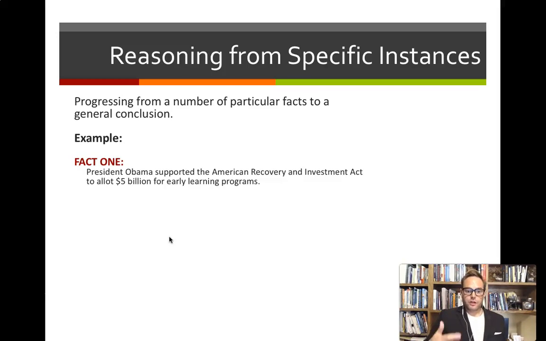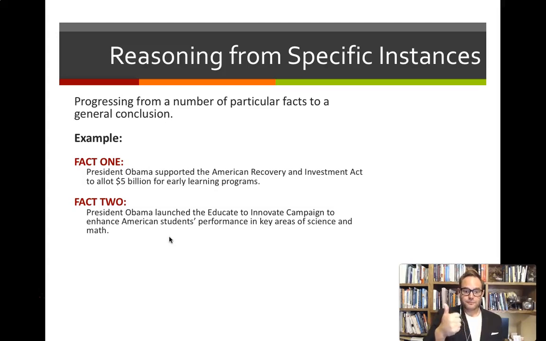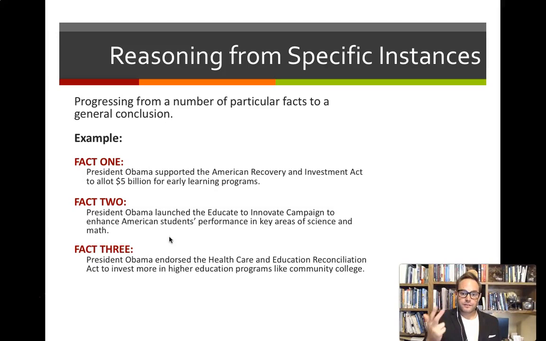So, we could use fact one: President Obama supported the American Recovery and Investment Act and allotted $5 billion for early learning programs. So, there's a specific instance. The second specific instance: President Obama launched the Education to Innovate campaign to enhance American students' performance in key areas of science and math. Fact three, right? So there's another specific instance. President Obama endorsed the Healthcare and Education Reconciliation Act to invest more in higher education programs like community college. So then comes our conclusion. President Obama values education, right?